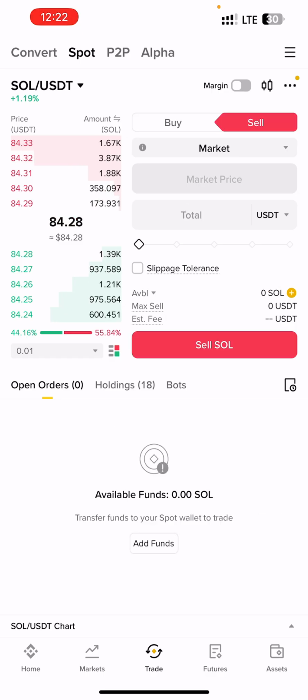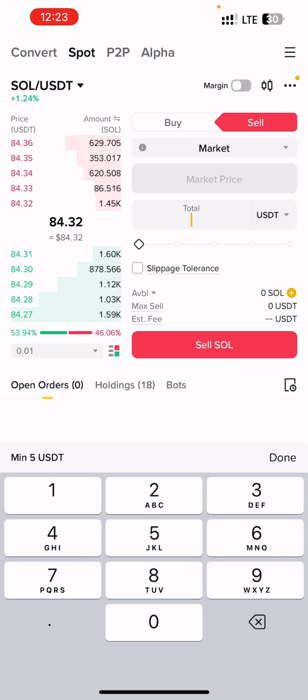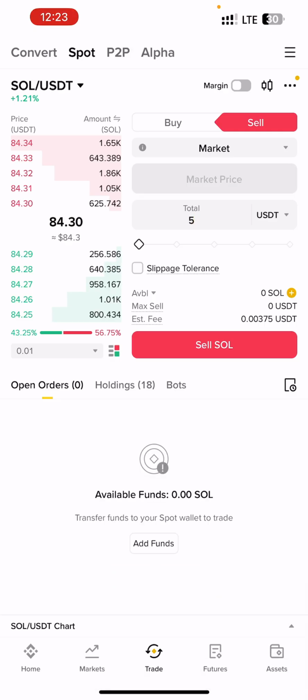When I click the sell button, I will see market price and limit price as well. So if I want to sell my $5 Solana, I'll still click 5 and click sell Solana. It will execute to my USDT account, so that money will leave my Solana wallet to my USDT wallet. So that is how to place a trade on exchanges like this.